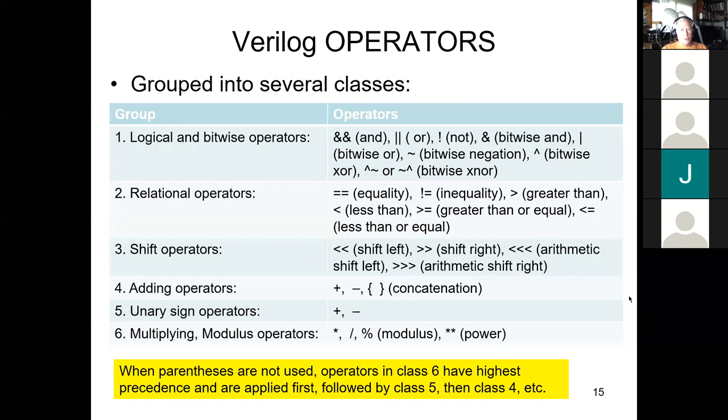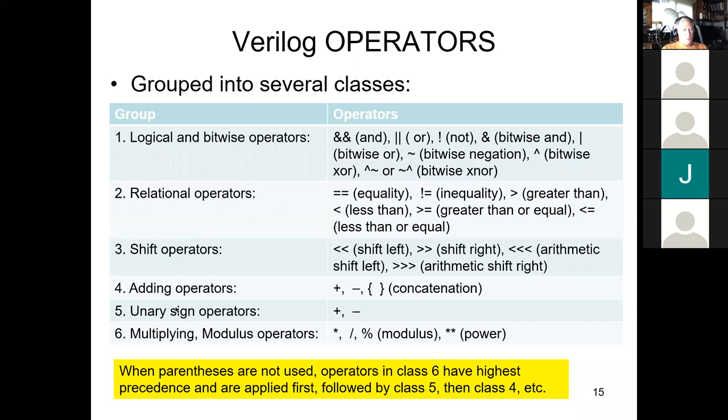The left shift is debatable. Sometimes it replicates the lower order digit, sometimes it doesn't. Depends on the simulator, the synthesizer. Okay, and then remember plus, minus, and then concatenation. You can add and you can subtract bit vectors, but you can't multiply them or divide them. You can't do the modulus, and you can't take them to a power.